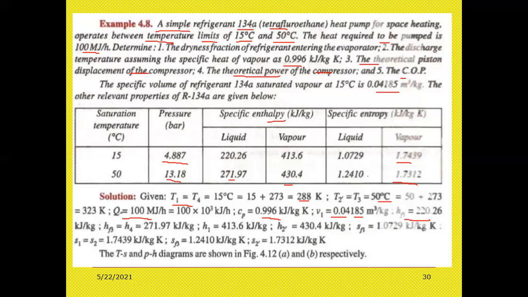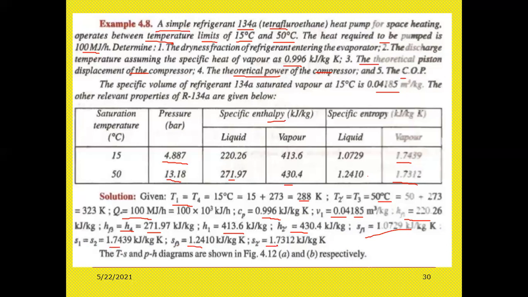HF1 is equal to 220.26, HF3 is equal to HF4 is equal to 271, H1 is equal to 413, and H2 dash is equal to 430, SF1 is equal to 1.07, S1 is equal to S2 is equal to 1.7, and SF3 is equal to 1.2, and S2 dash is equal to 1.7.